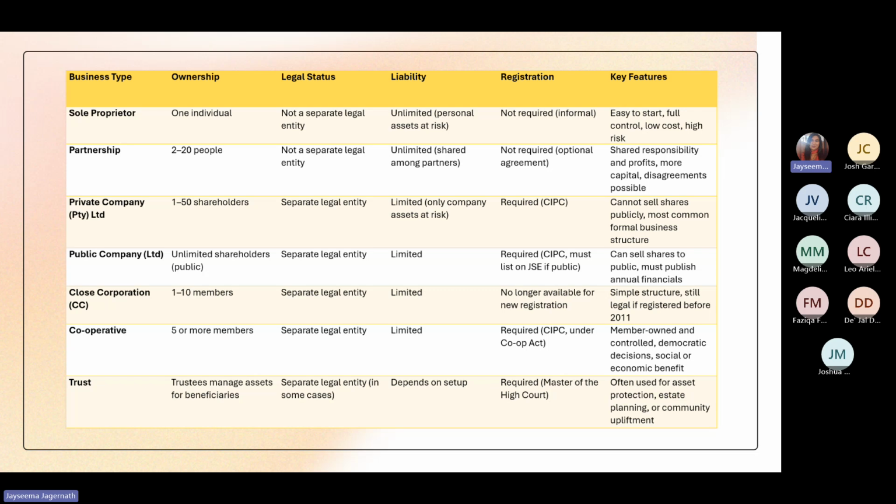So understand what a close corporation is. Understand that they are in existence, but there are no new close corporations, and leave it there. Don't recommend it in any of your exams or assessments. Only if it says identify it, previously opened, no longer available, then it's a close corporation. Other than that, let's leave close corporations in the past where they belong.